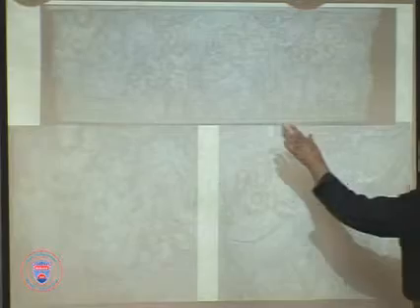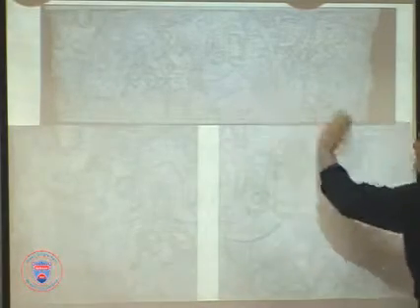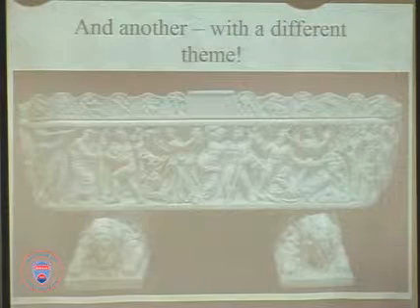I hope I don't do this too often. Colour isn't always good, but at least with colour you can get some idea of the quality of the marble, this very highly polished marble.